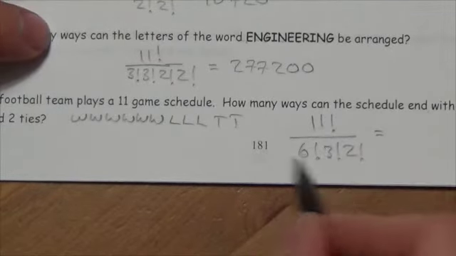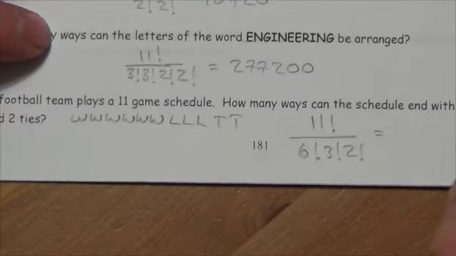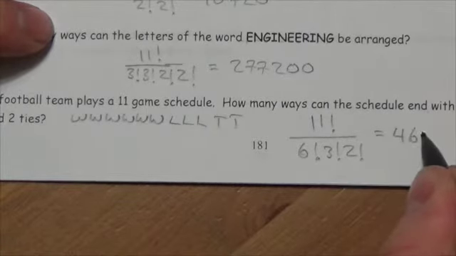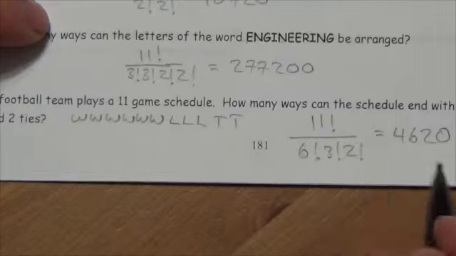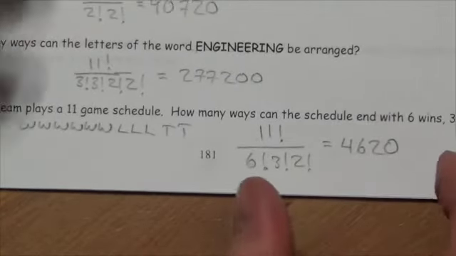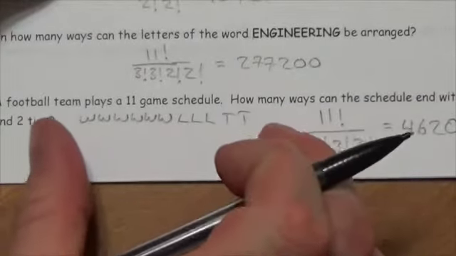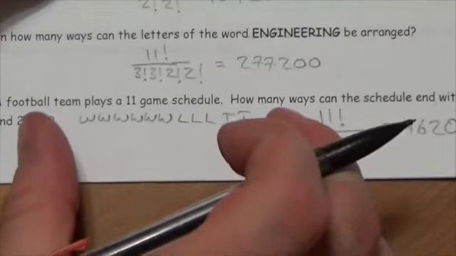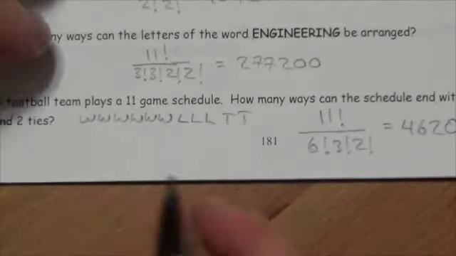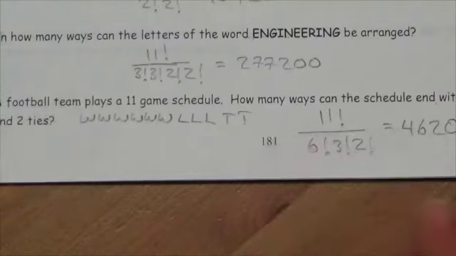So 11 factorial over 6 factorial, 3 factorial, 2 factorial, and we get 4,620 different unique permutations of those letters in this word, and that's what we're using to determine the number of ways that you can play those games and get those results.